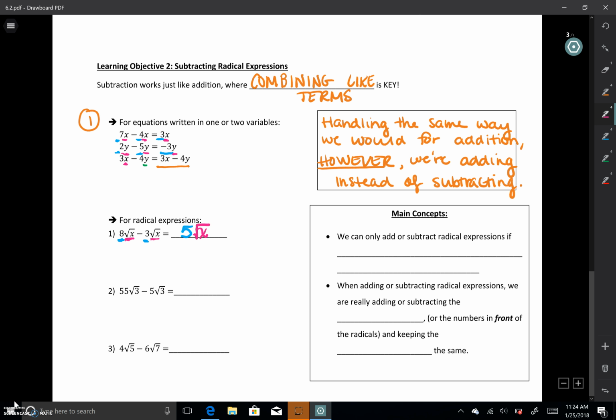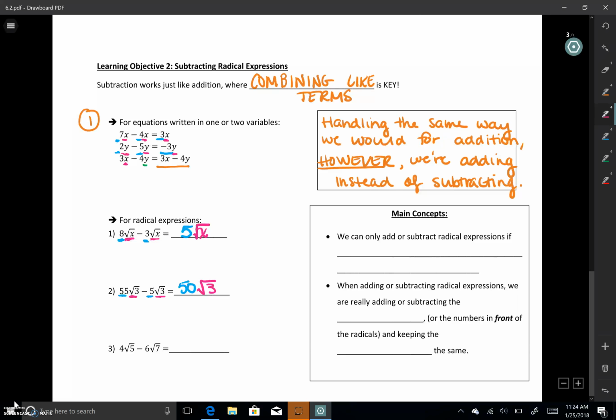In the second example, same thing. Do I have the same radical? Meaning same index, same radicand. I take a look, I have the square root of 3 and the square root of 3. They're the same. So I'm going to go ahead and take 55 and 5, the coefficients, and subtract them. 55 minus 5 gives me 50, and I will keep that square root of 3.